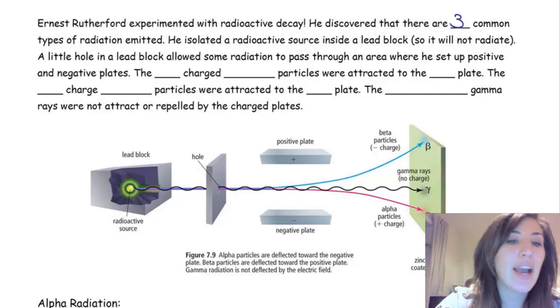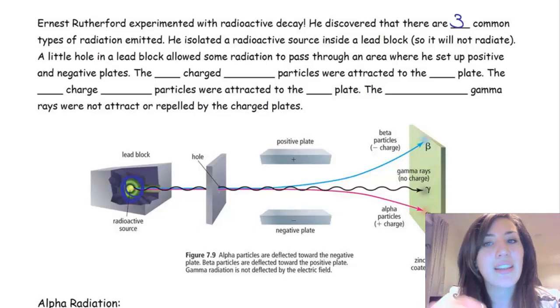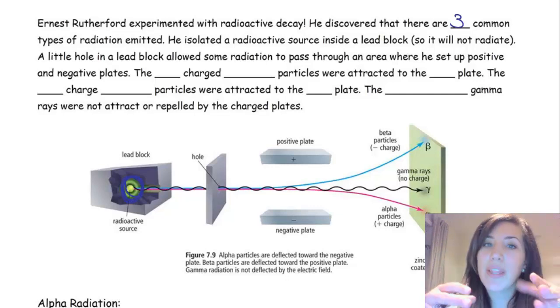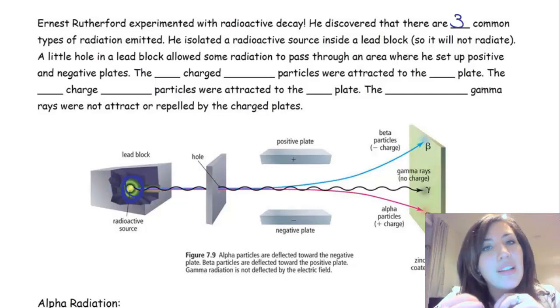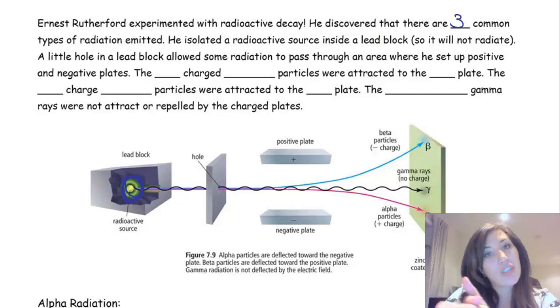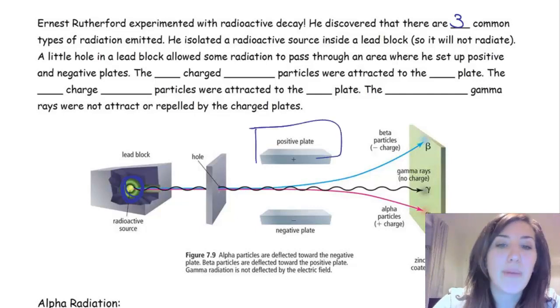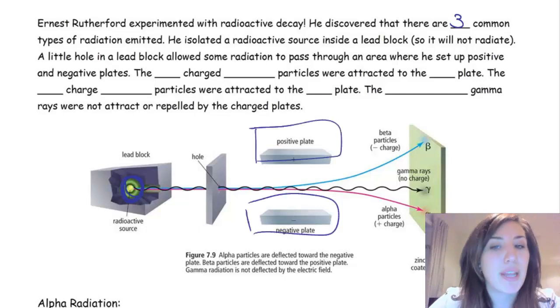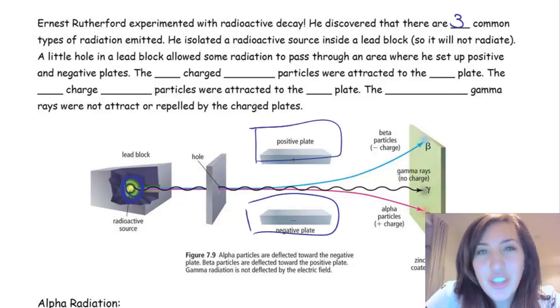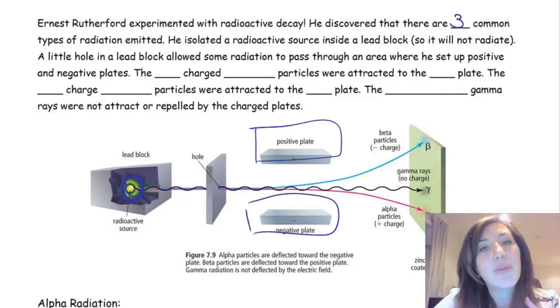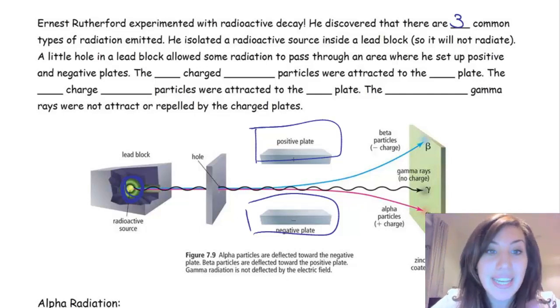What he did was isolate some sort of radioactive source and stick it inside a lead block so that the radioactivity can't go everywhere. But in that lead block, he had a little hole, and he allowed the radiation to go out that hole. After the hole, he put a positive plate and a negative plate. Because the plates are charged, any charged particles will either be repelled or attracted to the different charged plates.